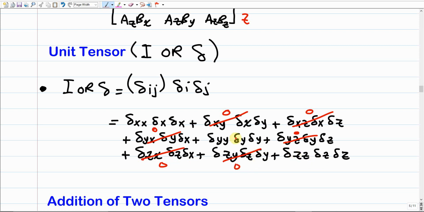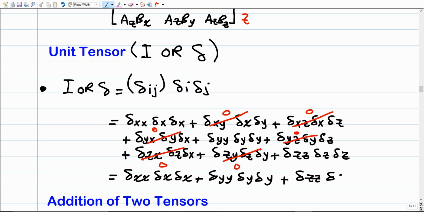So we are just going to end up with 3 terms, which are the diagonal components of this tensor, right? So we are just going to end up with these 3 terms: delta xx, delta x, delta x, plus delta yy, delta y, delta y, plus delta zz, delta z, delta z. And you should understand that delta xx, delta yy, and delta zz are just 1, right? Their values are just 1.